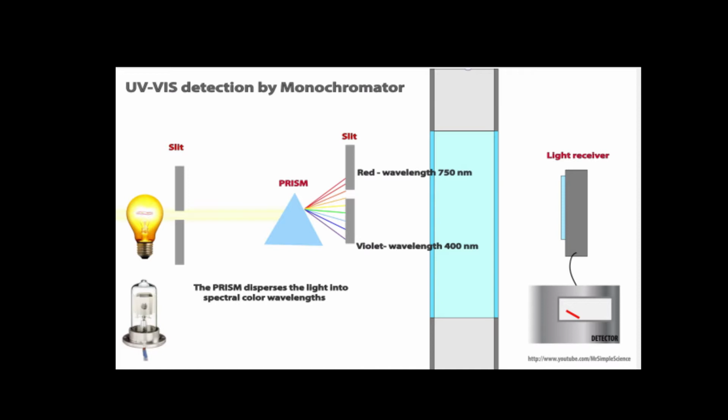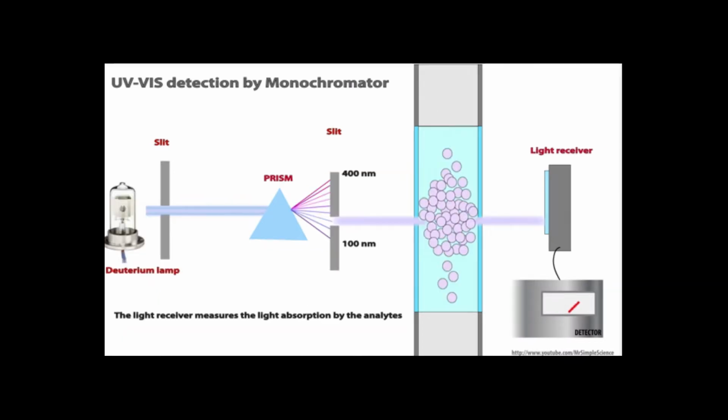A tungsten lamp is used to scan light in the visible light spectrum, and a deuterium lamp is used to scan light in the ultraviolet light spectrum. These lamps produce light that travels through a slit to the prism. The prism separates the light into spectral color wavelengths. The specific wavelength can then be determined by the second slit.